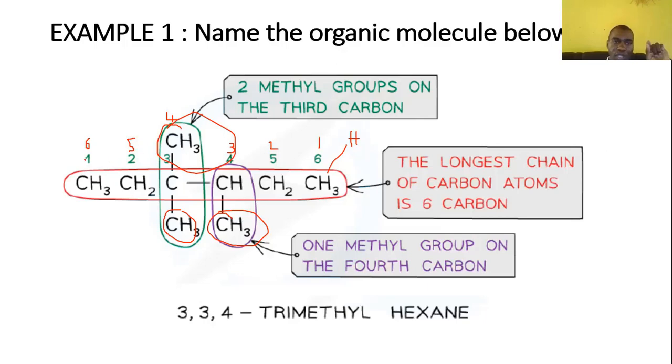When you start from here, like I said, because here there are 2, the correct numbering comes to be these ones in green, because on 3 here there are 2. But if you start from here, on 3 there is just 1. So it's better you start from here where there is 2 on 3. So this is 3, 3, meaning that on position 3, there are 2 of them. So 3, 3, 4, trimethyl hexane. I hope this is clear.